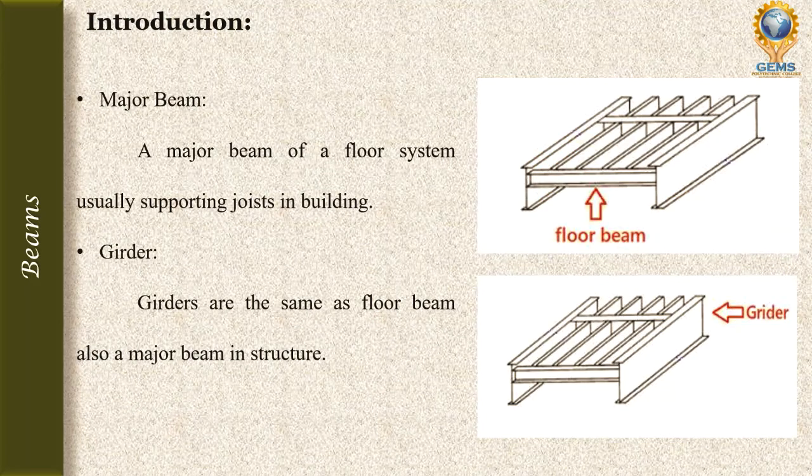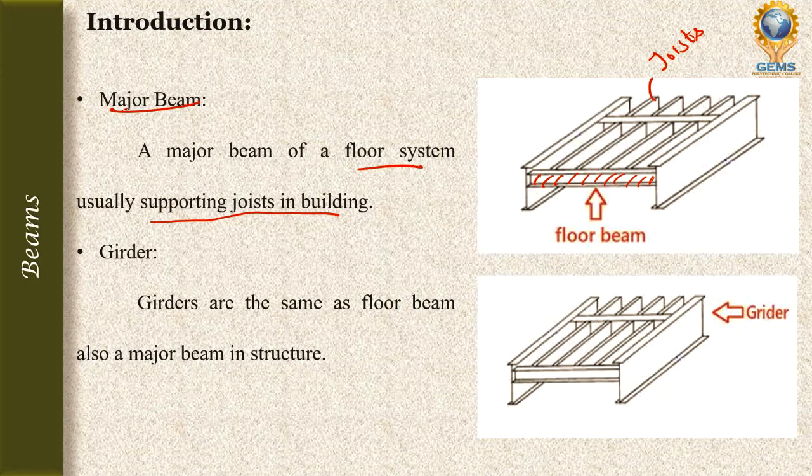Beams are classified into many types. We will see them one by one. The first one is the major beam. See in the diagram, this part we call a major beam. The major beams of a floor system usually support the joists in a building. So this major beam comes in the floor system and is used to support the joists. This one is the joist. Above the joists we will lay our floor. So this major beam will hold the joists.